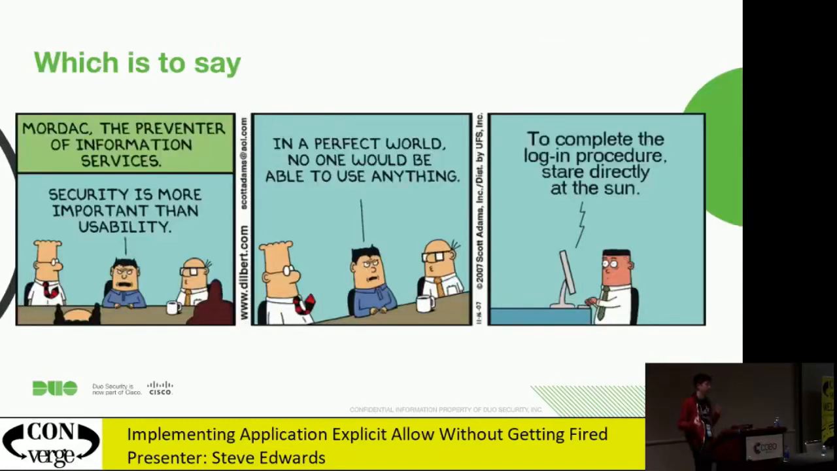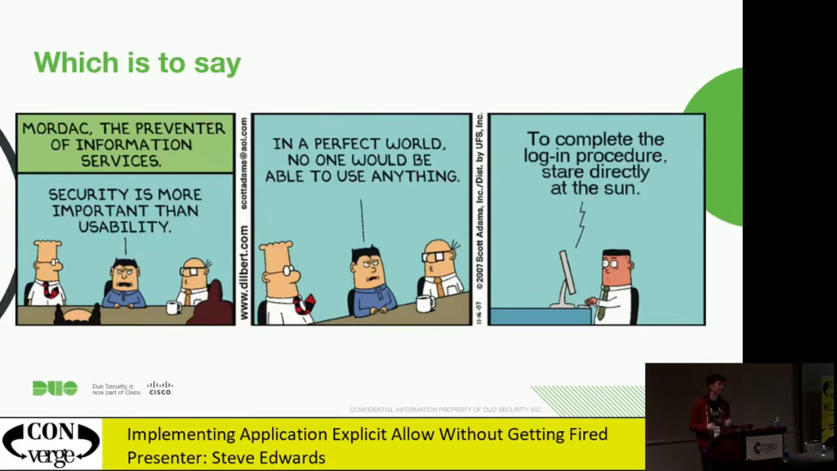In other words, if you don't have usable security, people will find a way around it. In this old Dilbert comic, Mordak, the preventer of information services, says, security is more important than usability. In a perfect world, no one would be able to use anything. And then this guy's logging into his computer, and it says, to complete the login procedure, please stare directly into the sun. That's a great example of non-usable security, but that's what security companies often ask of our end users.